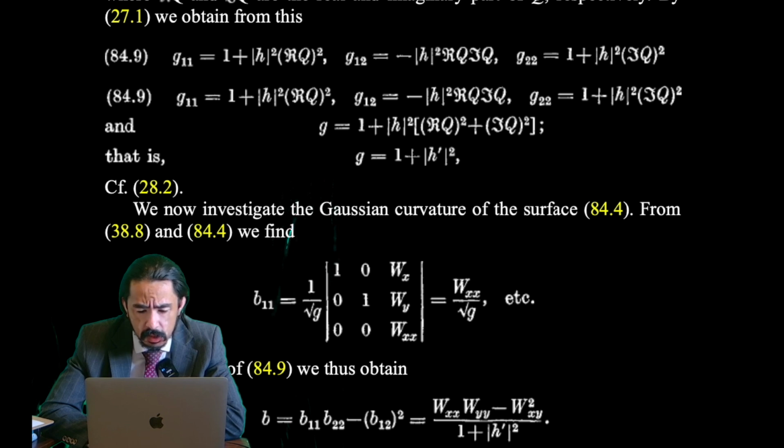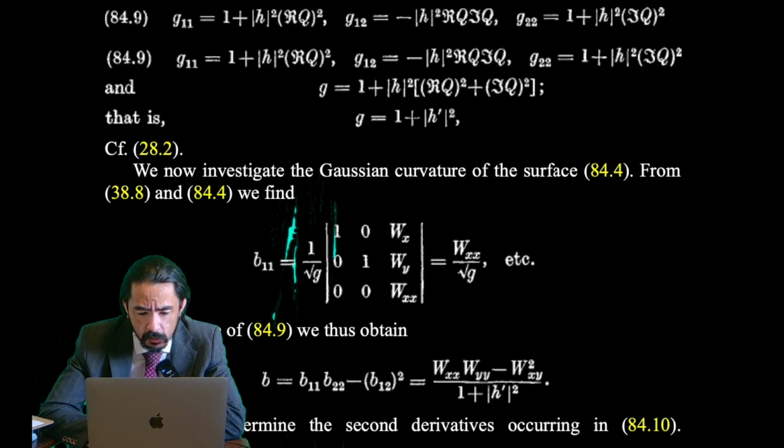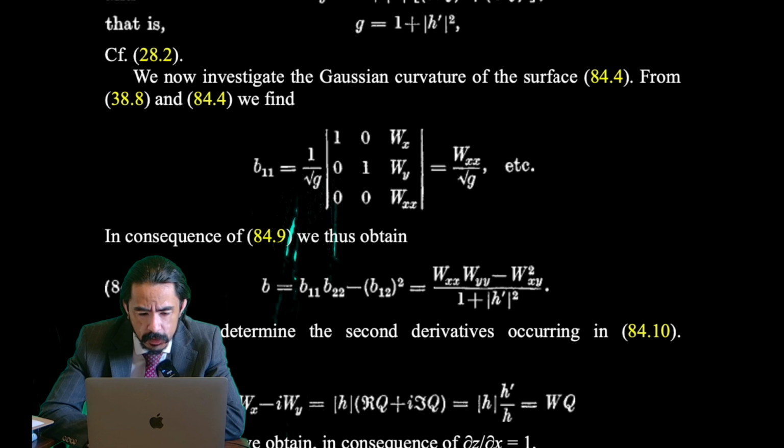We now investigate the Gaussian curvature of the surface, which we've been working with so far. From the definition of Gaussian curvature, and actually that's not the definition of Gaussian curvature, that's the definition of the second fundamental form, because that's what all these lowercase b's are notating. So the first component of the second fundamental form, b sub 1, is equal to a scalar, if you want to think of it that way, 1 over the square root of lowercase g, again the discriminant of the first fundamental form.